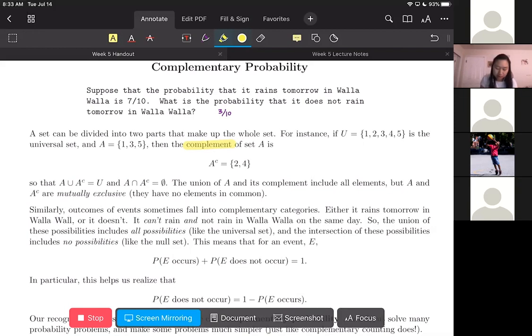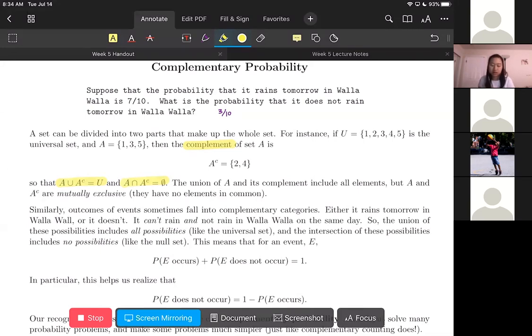Basically we see that if we union both of them, if we take all the elements in A and combine them with all the elements in the complement of A, then we get the total universal set. So we get all the numbers 1 through 5. The other thing about the complement is that it doesn't have any numbers in common with the set. So if we take 1, 3, and 5 and we intersect that with the complement of A, then there's no intersection. And this 0 with a line through it represents the null set, the set that has no elements.